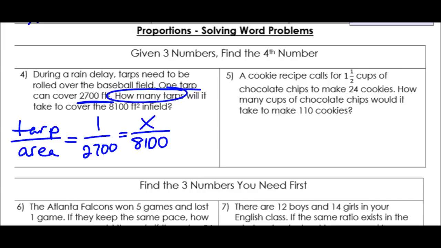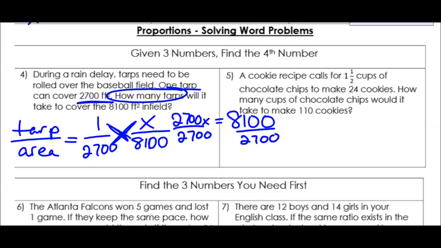Now we cross multiply. 2,700 times X is 2,700X. And that equals 8,100 times 1, which is just 8,100. And we divide by 2,700. And X equals 3.